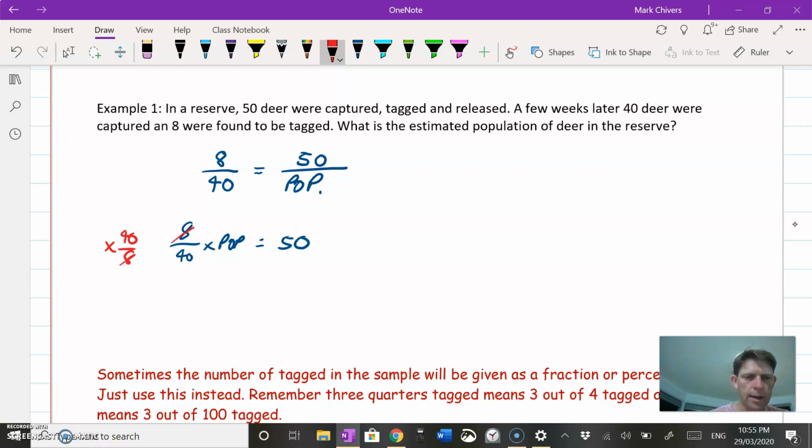That 8 and that 8 are going to cancel out. That 40 and that 40 are going to cancel out. So I'm going to be just left with the population on that side. So I'll have to multiply this side by 40 on 8.